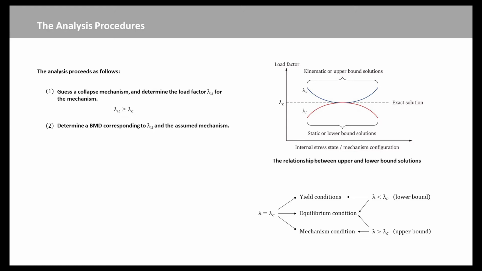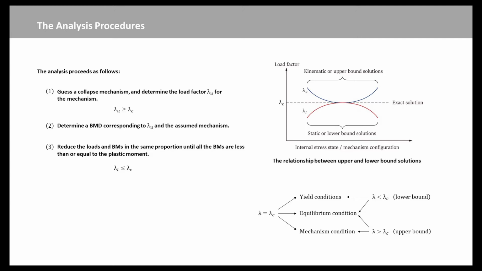If lambda u is an upper bound, there will be points in the structure where the bending moments are greater than the plastic moment. The third step is to reduce the loads and bending moments in the same proportion until all the bending moments are less than or equal to the plastic moment. This is achieved by reducing lambda u to lambda l. The bending moment at the original hinge points will now be less than the plastic moment, so that the hinges and thus the mechanism no longer exist.